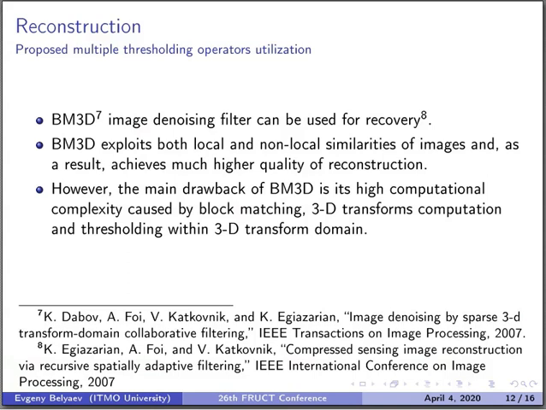In order to achieve even higher recovery performance, we could use more complicated thresholders. For example, block matching 3D filtering, a well-known image denoising filter, can be used for recovery at each iteration. BM3D exploits both local and non-local similarities of images and, as a result, achieves much higher quality of reconstruction. However, the main drawback of BM3D is its high computational complexity caused by block matching, 3D transform computation, thresholding within the 3D transform domain, and other operations.